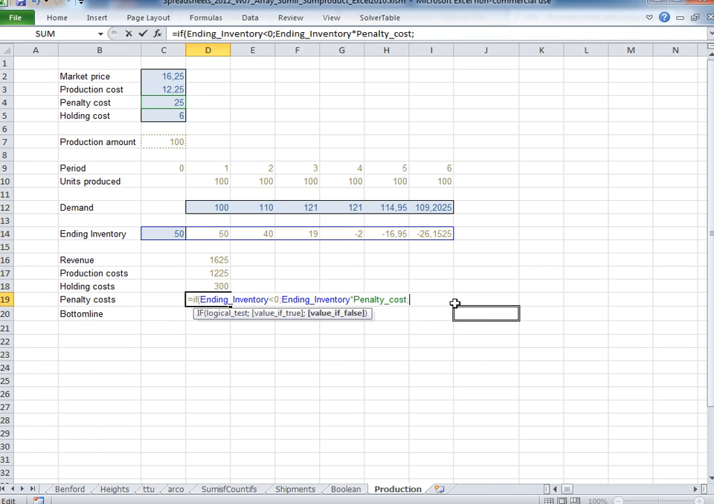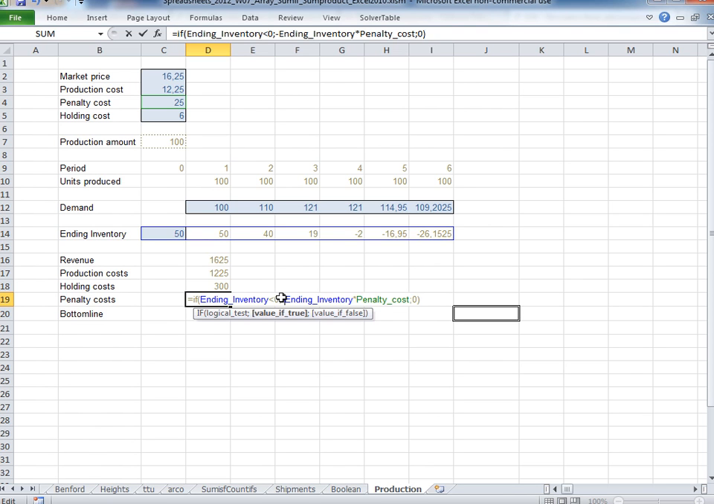We'll say it right away. Okay, if ending inventory is negative, then we calculate the penalty cost as ending inventory times penalty cost. But now the problem is that, remember, ending inventory itself here is negative, which means that we would get a negative number as a penalty cost. Remember that a negative cost is like a revenue. So we would again be getting money, which means that it's really simple. We just have to write minus ending inventory times penalty cost.